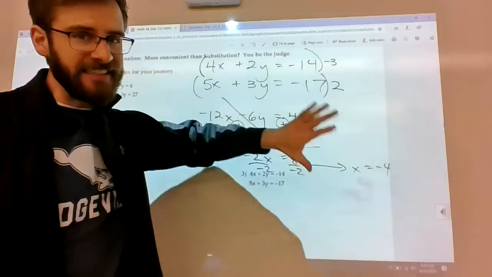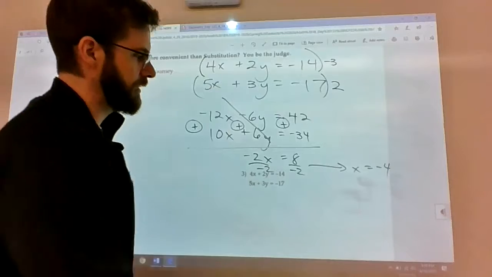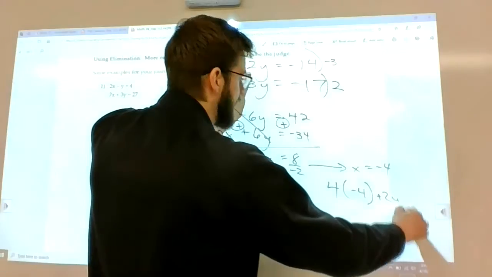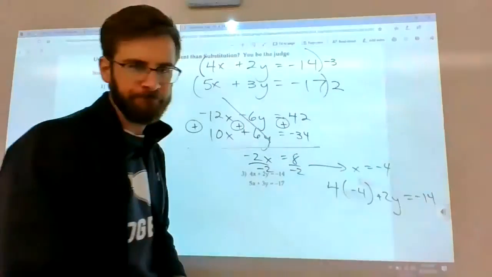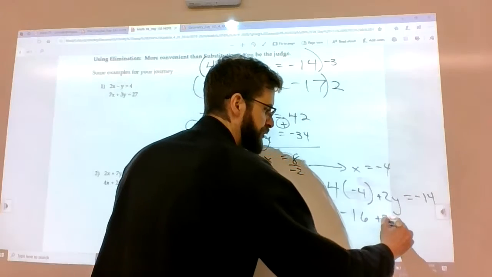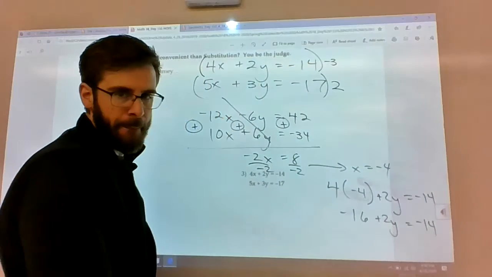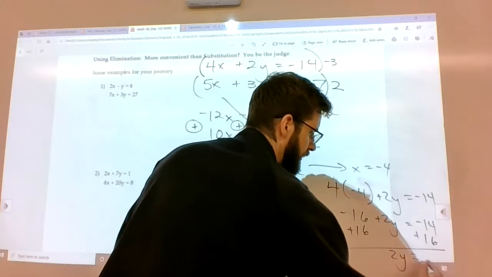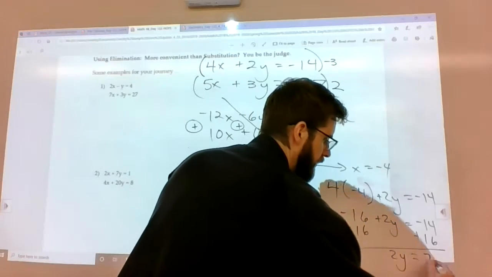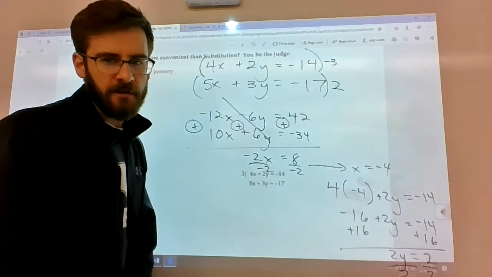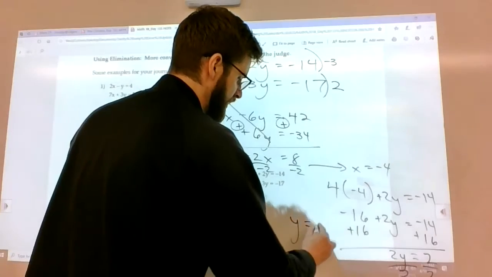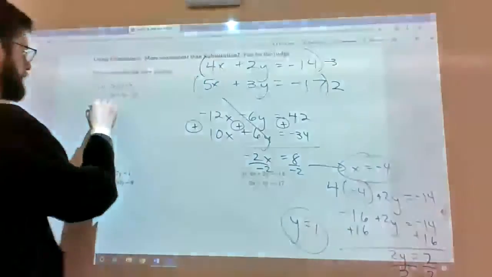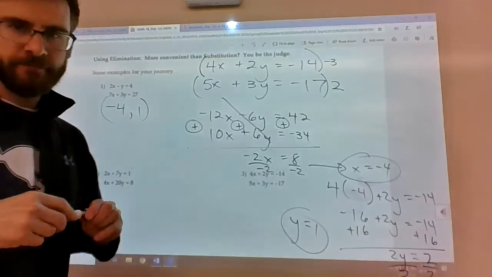Take that negative 4, plug it into any of the original equations. I'm going to go with the top one. So it's 4x plus 2y equals negative 14. Negative 16 plus 2y equals negative 14. Add this 16 to both sides. This will be 2. Divide by 2, divide by 2. Y equals 1. And there you have it. Y equals 1 here. X equals negative 4 here. Good luck.